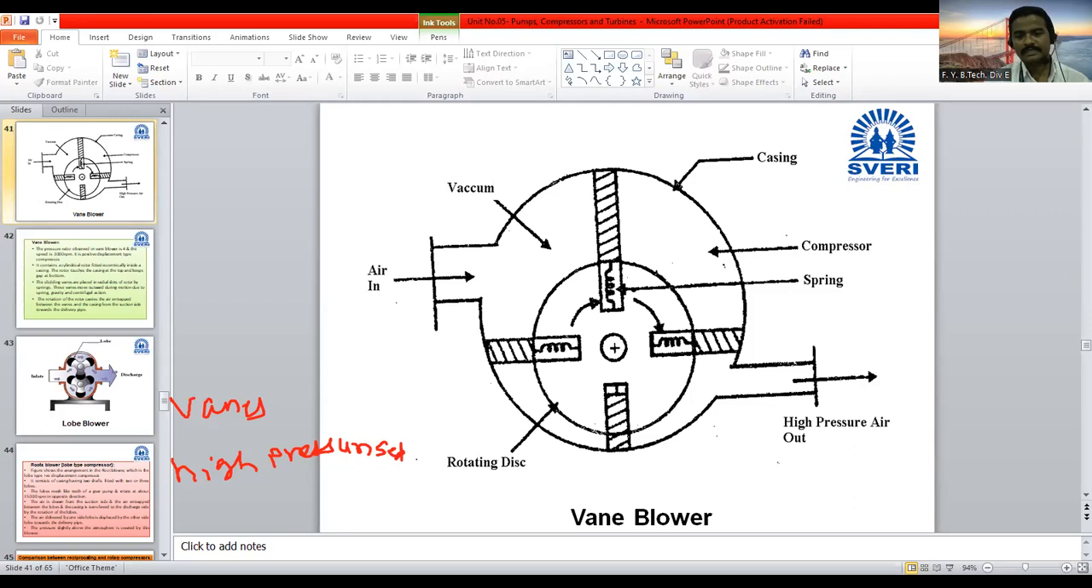लक्ष द्या सर्वांच्या. 3 कॉम्प्रेसर महत्वाचे आहेत. रेसिप्रोकेटिंग कॉम्प्रेसर, रूट ब्लोअर कॉम्प्रेसर आणि व्हेन ब्लोअर कॉम्प्रेसर. Okay, so here 3 types of the compressor are completed.